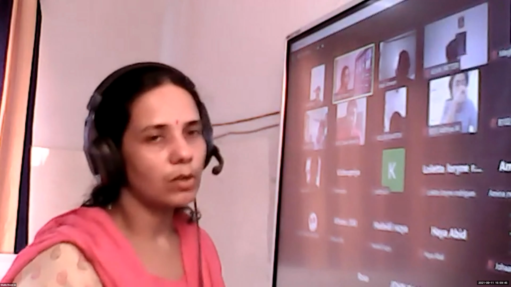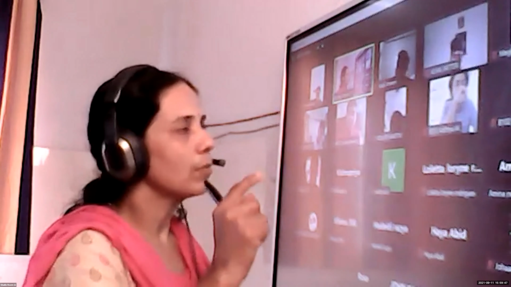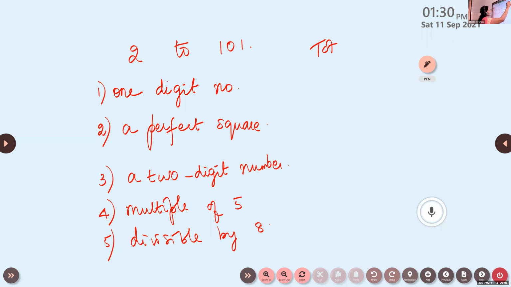Likewise, look at the question here. Numbers from 2 to 101. Which number is not there? 1 is not there, isn't it? From 1 to 100, there are 100 numbers. 1 is not there, but instead of that, 101 is included. So what is the total number of cards here? 100. So here the total number is 100. Now you can answer this part.